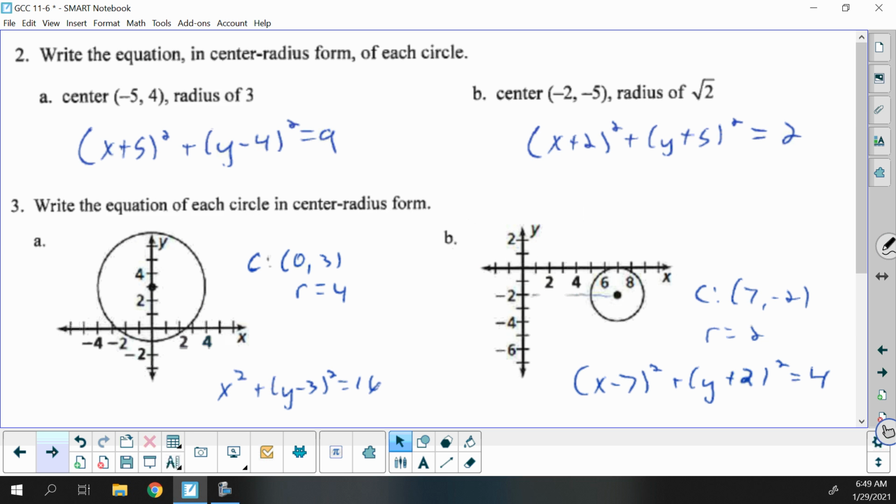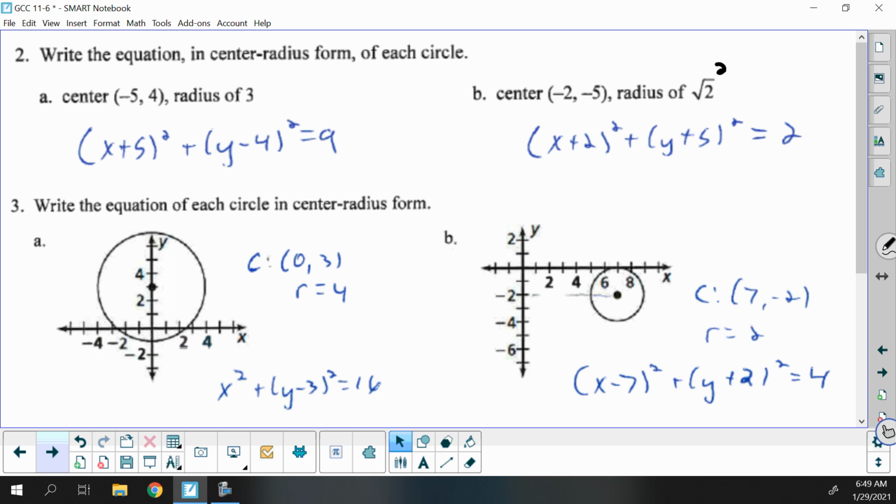In 2, we're going the reverse. So we have negative 5 and 4 for the center, so that's x plus 5 parentheses squared plus y minus 4 parentheses squared, and then square your radius to get 9 over on the right. Similar idea in B, x plus 2 parentheses squared plus y plus 5 parentheses squared, and when you square a square root, it's just the number underneath. So square root of 2 times square root of 2 is just 2.